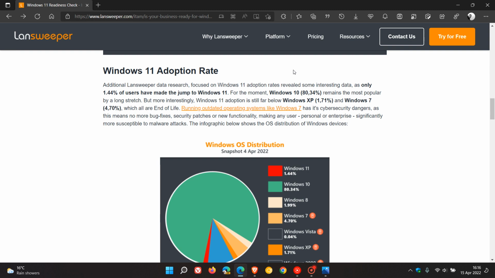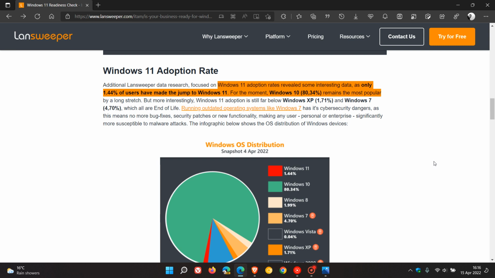Now, in this report, Lansweeper says Windows 11 adoption rates revealed some interesting data, as only 1.44% of users have made the jump to Windows 11. And then they go on to say that for the moment, Windows 10 remains the most popular Windows operating system.